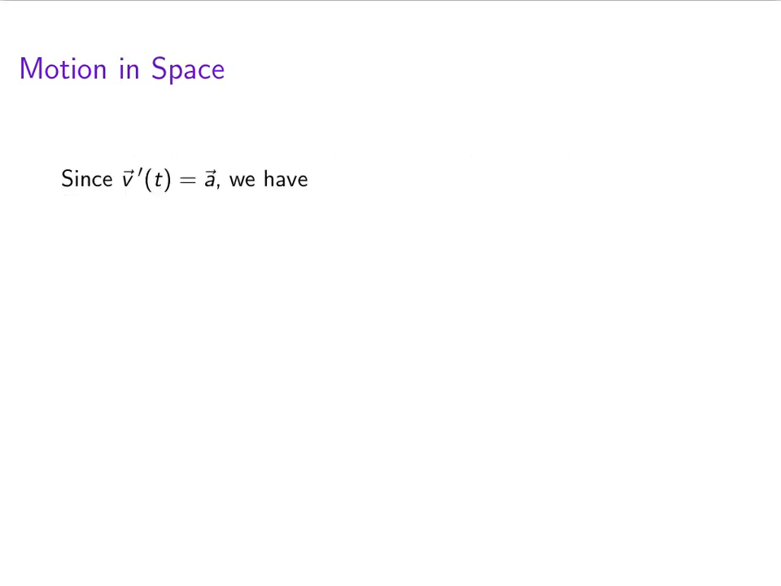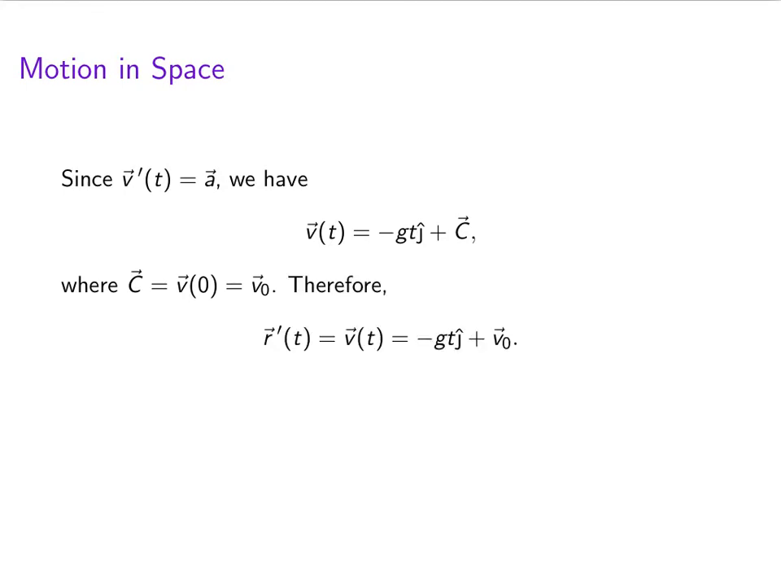Now we know that the derivative of the velocity is the acceleration. So, we can anti-differentiate our acceleration vector to get negative gtj plus c, an arbitrary vector c. Now we know that c is equal to v of 0, and that's v naught. That's our initial velocity vector, the vector at which we're launching the projectile initially. Now we know that r prime is equal to v, which is equal to negative gtj plus v naught. We're going to anti-differentiate one more time.